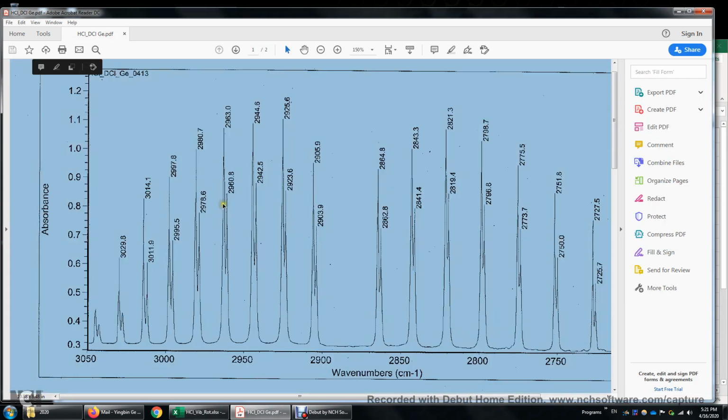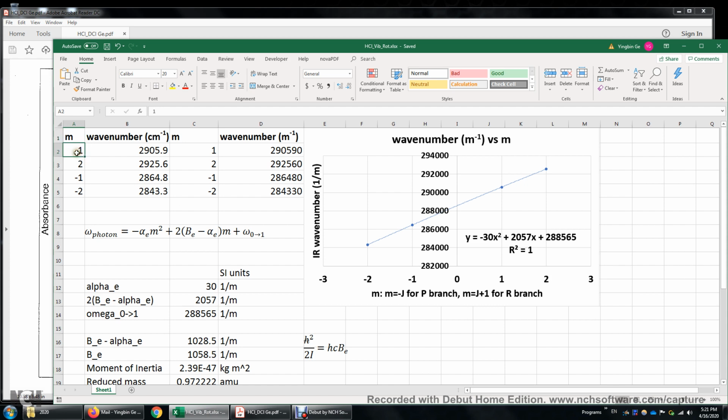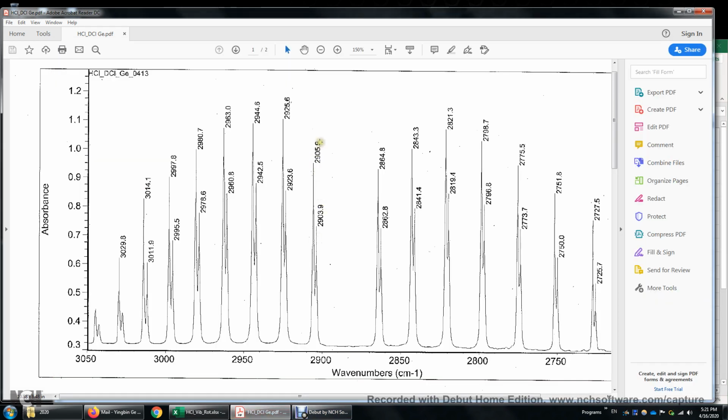Again, if you look at this spectrum, this wave number is the 0 to 1 rotational excitation. The initial J value is 0. So M equals 0 plus 1. Over here, this is the 1 to 2 rotational excitation. The initial J value is 1. Therefore, M equals 2. That's why in the first 2 rows here, we have M equals 1, M equals 2. This first wave number is 2905.9, the second wave number is 2925.6.